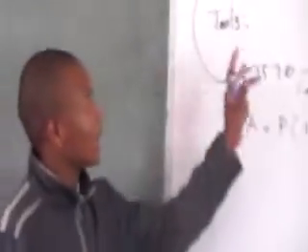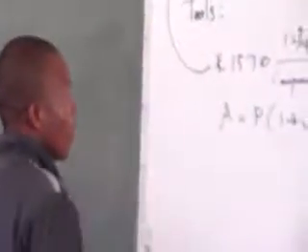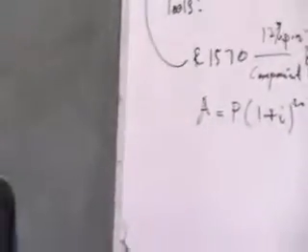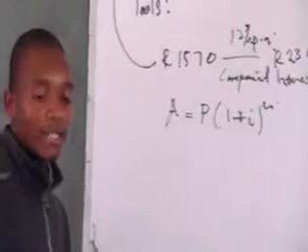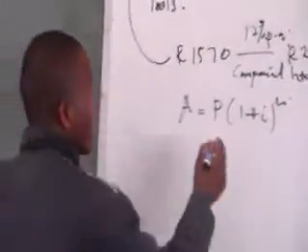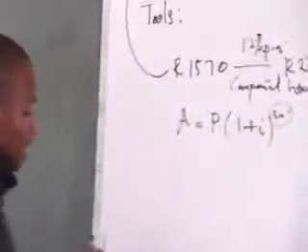To substitute the values, you have got to first of all mark that which you are required to calculate. In this case, we are required to calculate the number of years. So I will come and circle this and say that's exactly what I am required to calculate.